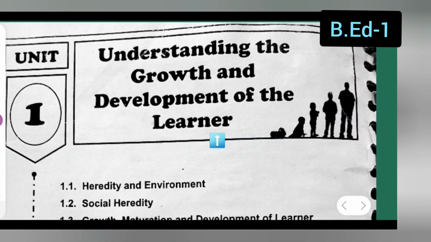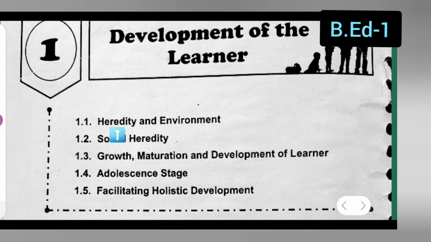The subtopics under this are: heredity and environment, social heredity, growth, maturation and development of learner, adolescent stage, facilitating holistic development. Okay, these are the topics. So today I will be completing only the first topic, heredity and environment. Tomorrow in class lecture 2 I will be giving you all social heredity notes. So let me start with the first part, that is heredity and environment, first topic.